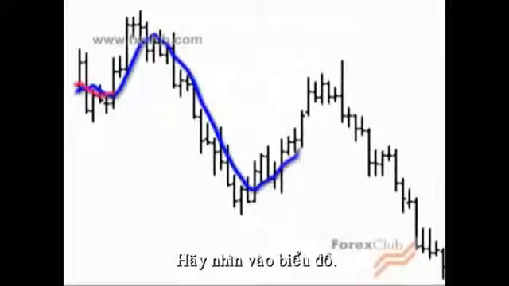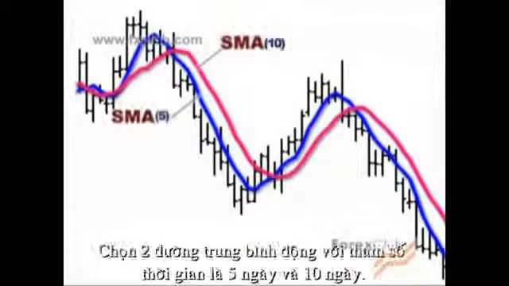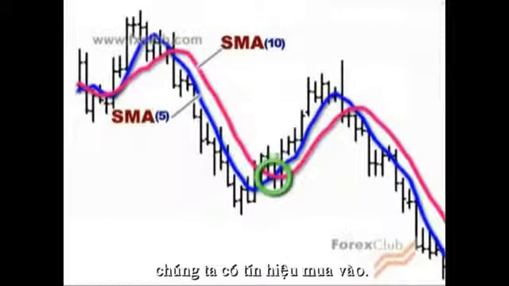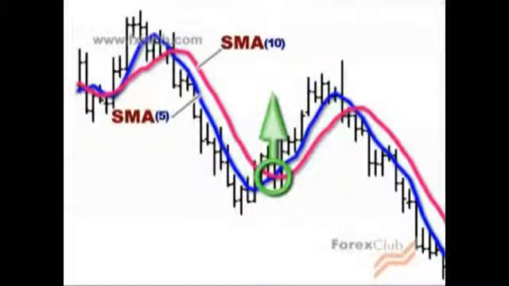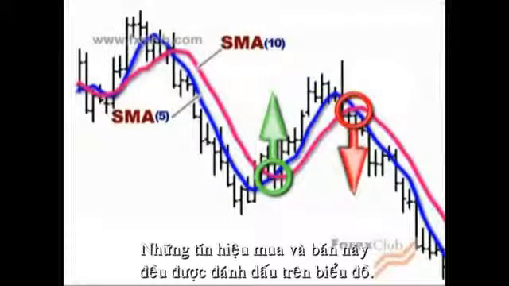Look at the chart. Let's examine what is referred to as double averages. For simplicity's sake, we'll use 5-day and 10-day moving averages. When the faster line crosses above the slower line, we have a signal to buy. Conversely, if the faster line crosses below, it's time to sell. These buy and sell signals are marked on the chart.